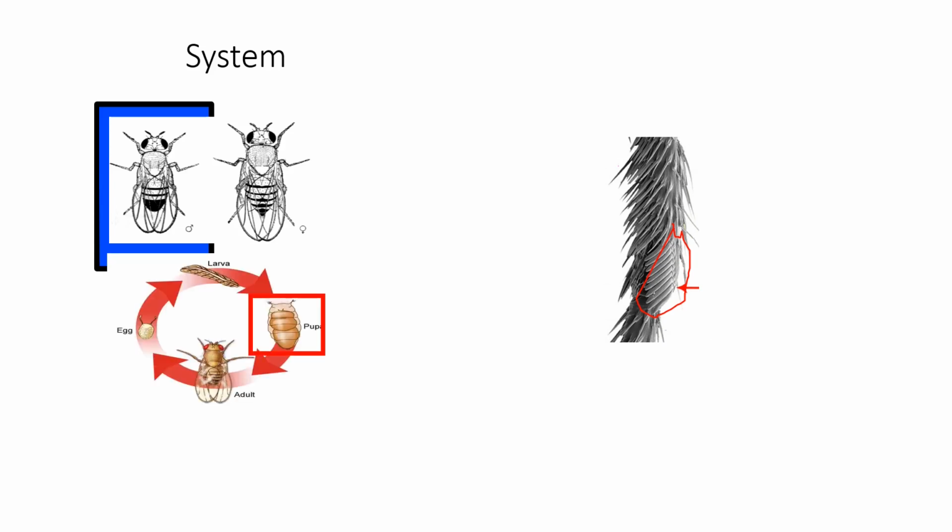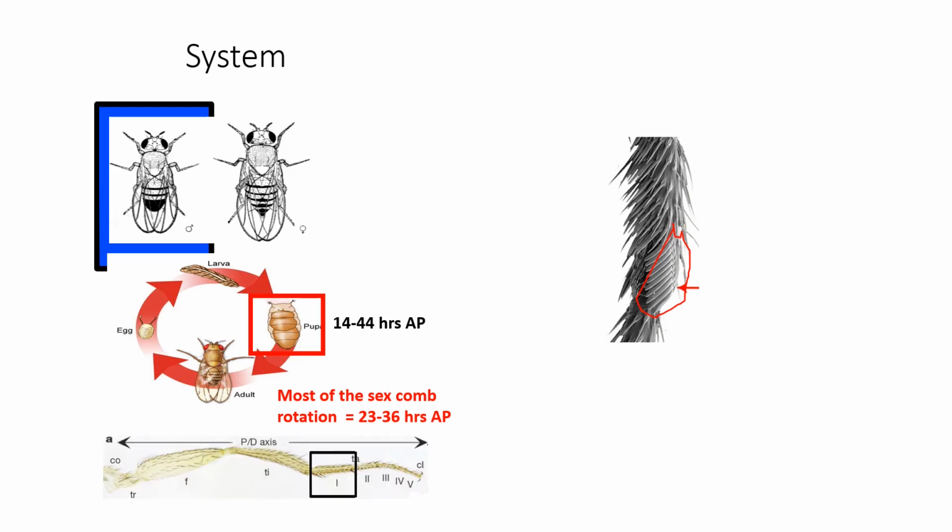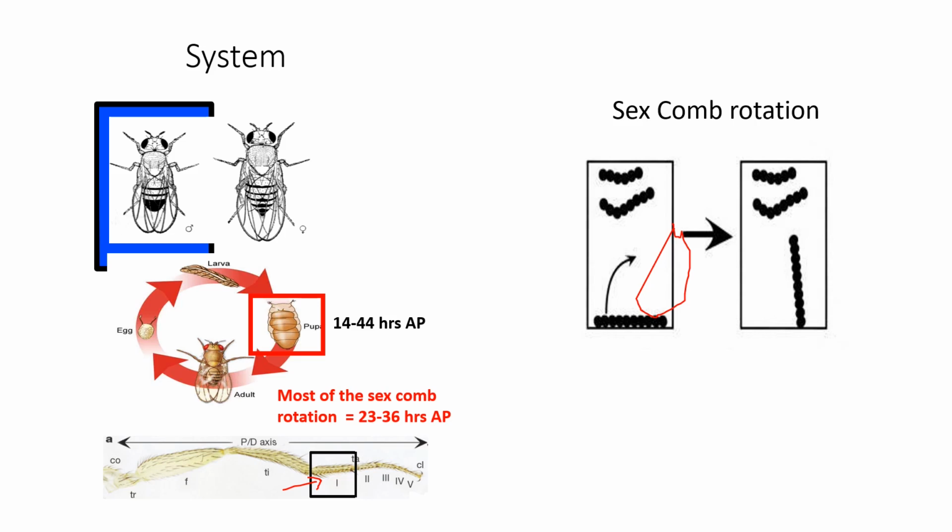In the pupal stage, particularly, the sexcomb rotation takes place between 14 to 44 hours after pupation, although in most of your movies you're going to study this process of sexcomb rotation between 23 to 36 hours after pupation. We're going to study only this small region called the first dorsal segment, and in that region is located this structure called the sexcomb.